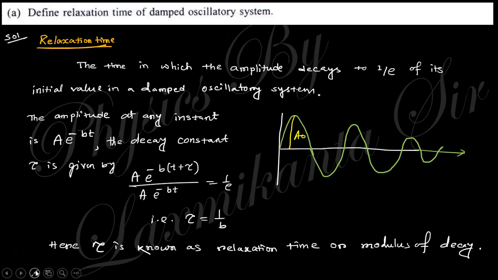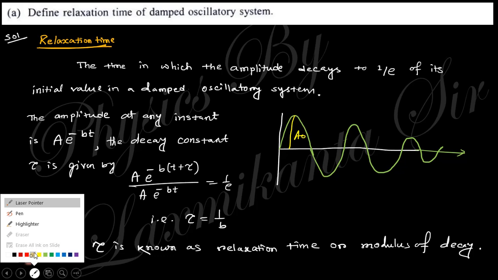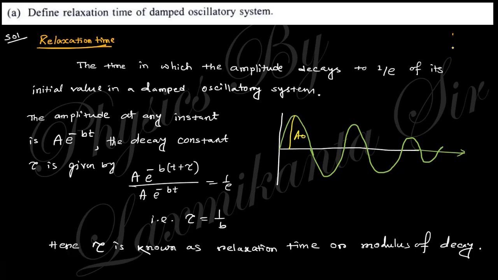A damped oscillatory system means, suppose you have a pendulum like that. If the pendulum oscillates naturally, then its amplitude does not decay. Amplitude means the maximum displacement. This is natural. But in practice, there is friction at that point, and air resistance causes the amplitude to decrease, and finally it comes to rest. This is actually a damped oscillation system.